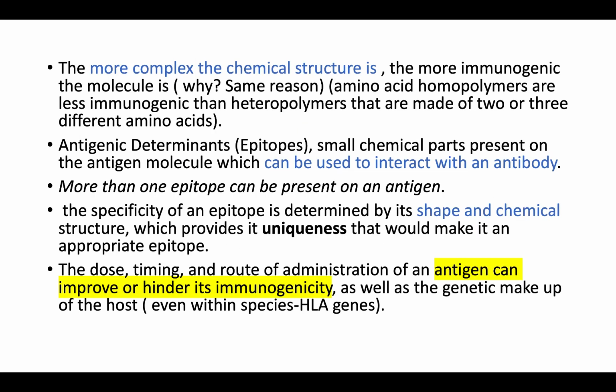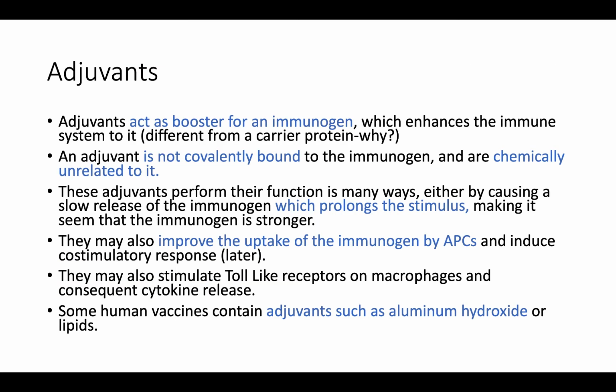The more complex the protein is, the more immunogenic it is, because I will be able to make more specific antibodies to it. The shape and the uniqueness of the chemical structure and the epitope of the protein will give it more immunogenicity. So sometimes the route, the dose, and the timing of an antigen can improve or hinder immunogenicity. We will talk about this later. And then we'll talk about adjuvants.